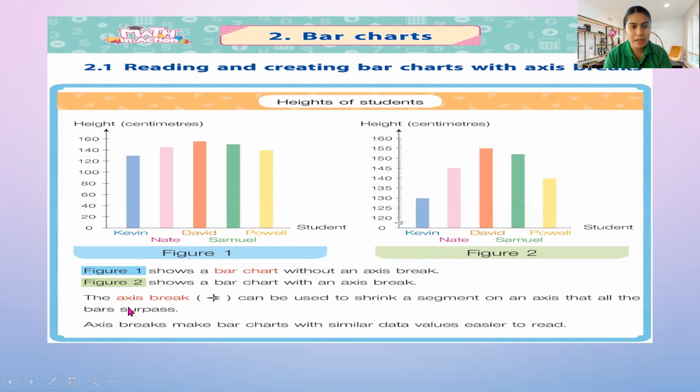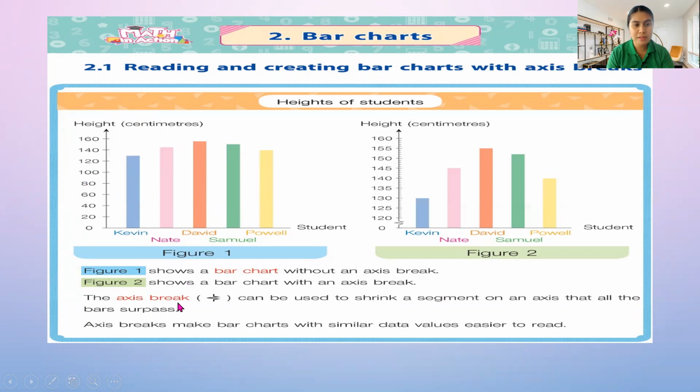So what is an axis break? The axis break can be used to shrink a segment on an axis that all the bars surpass. Axis breaks make bar charts with similar data values easier to read. So as you can see here, from 0 and 20s by 20s, the height is almost the same in this bar chart.